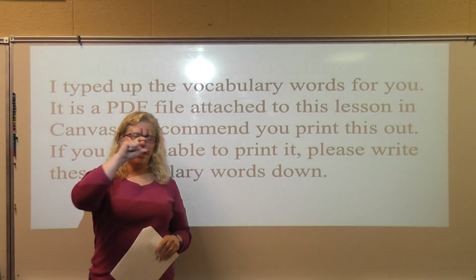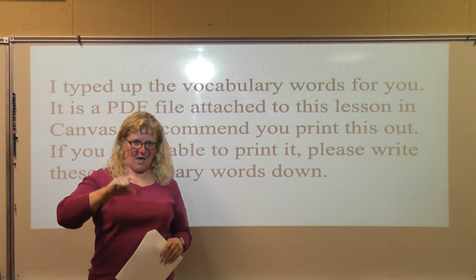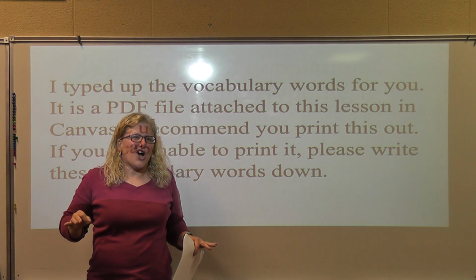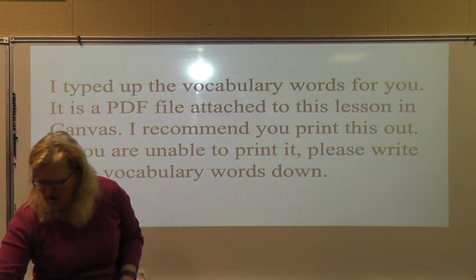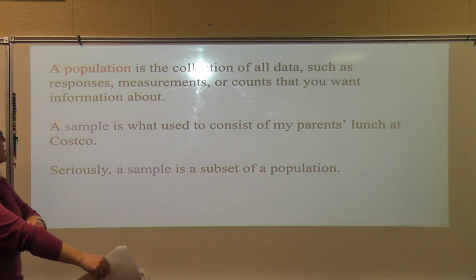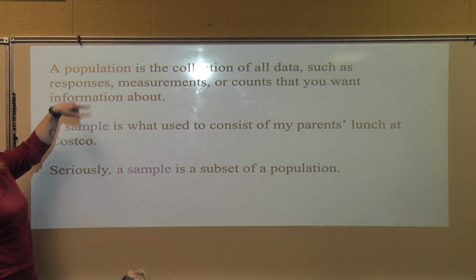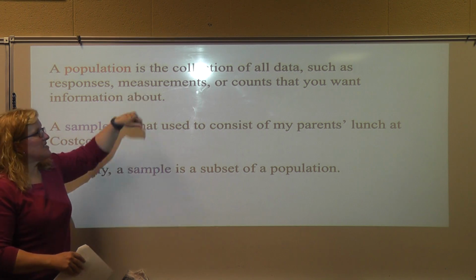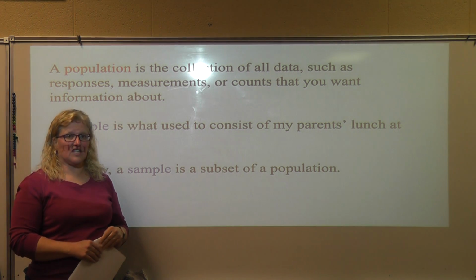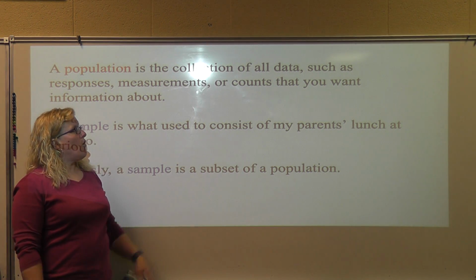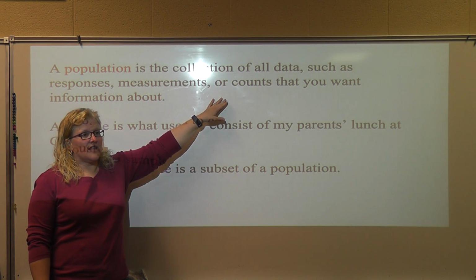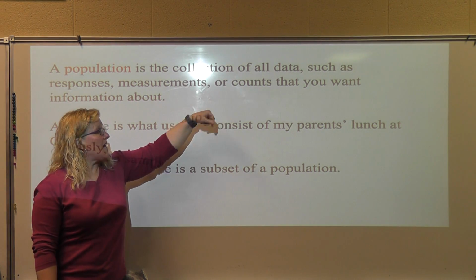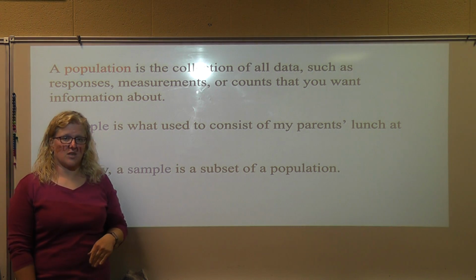Now, on the PDF, I gave you a little bit of space between each vocabulary word, so if you want to put examples on there, you can. It's not that hard, though, okay? All right, so first of all, here's a couple of vocabulary words. A population is the collection of all data, such as responses, like in a survey, measurements, like the average size of kids' feet when they're in kindergarten, or counts, like how many pets the average 16-year-old has, I don't know, something like that. Or counts that you want information about, okay?